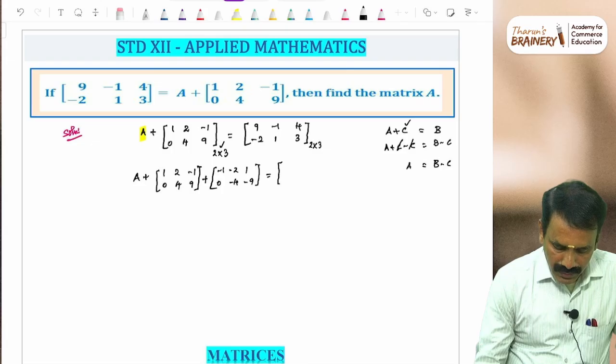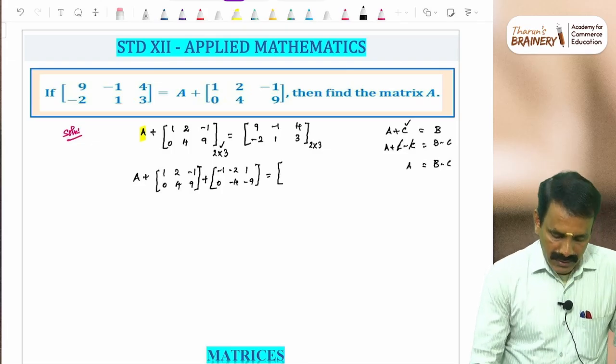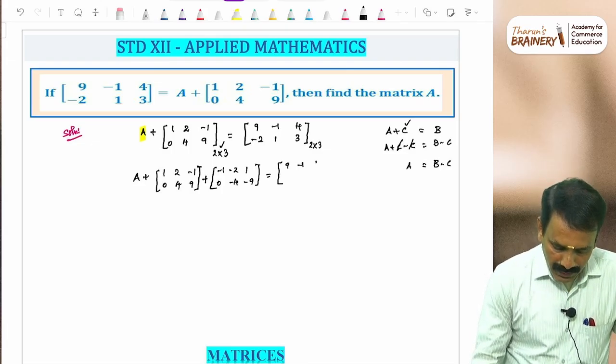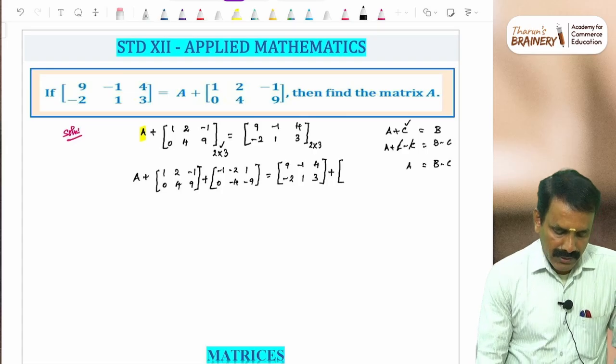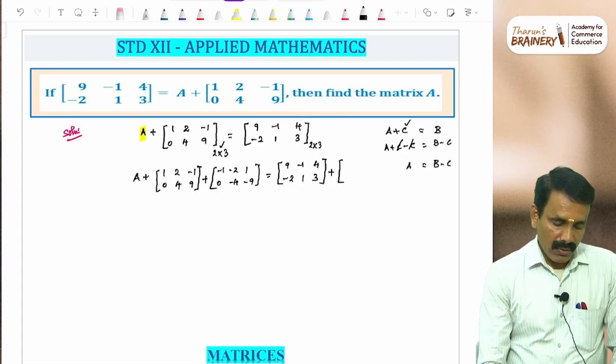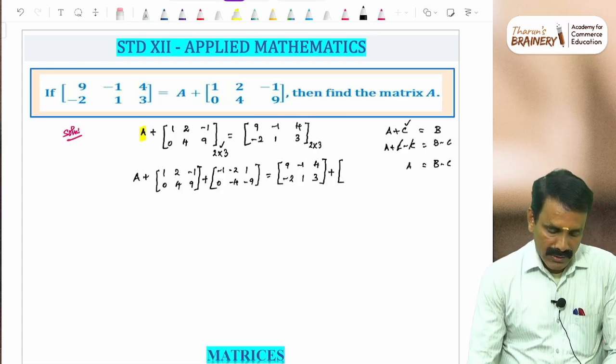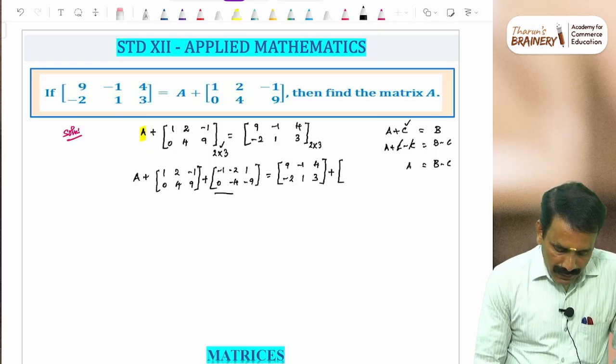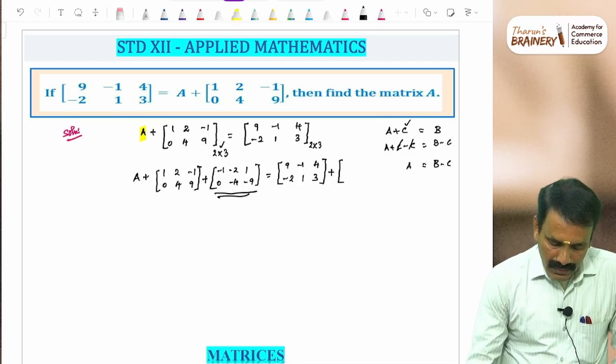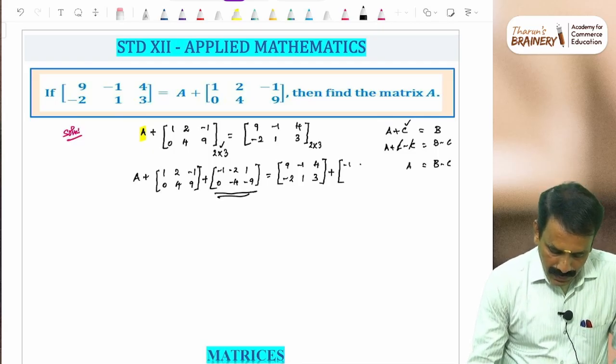And the right side also we have to perform the same thing. What is that? 9 minus 1 4 minus 2 1 3. I am going to add with additive inverse of matrix 1 2 minus 1 0 4 9. What we added on the left hand side, same thing we are going to add on the right hand side. What is that? Minus 1 minus 2 1 0 minus 4 minus 9.